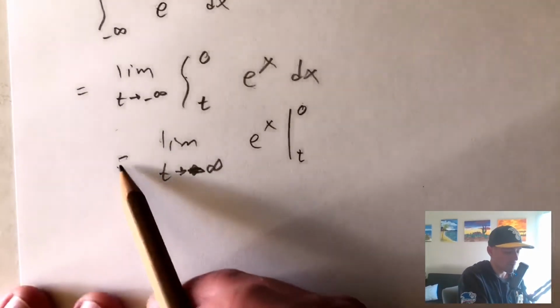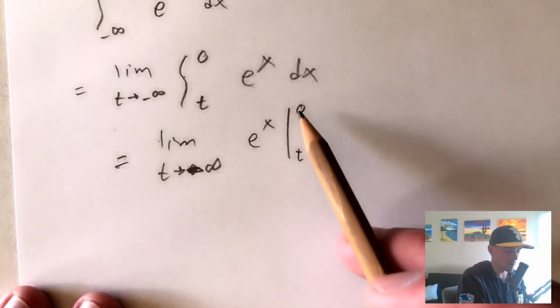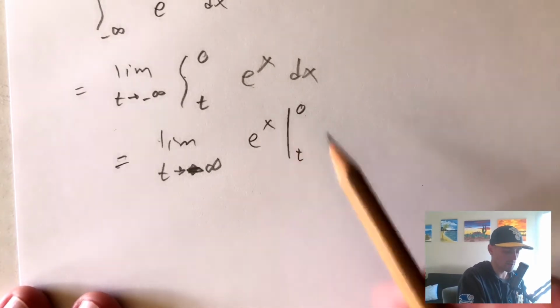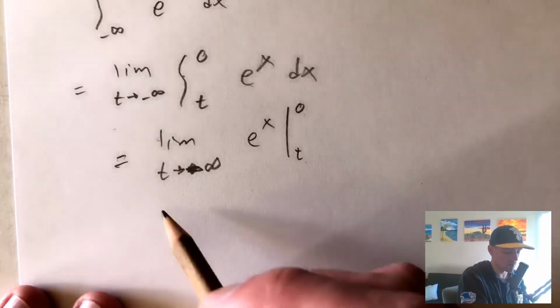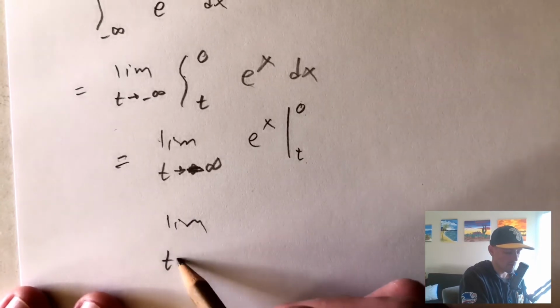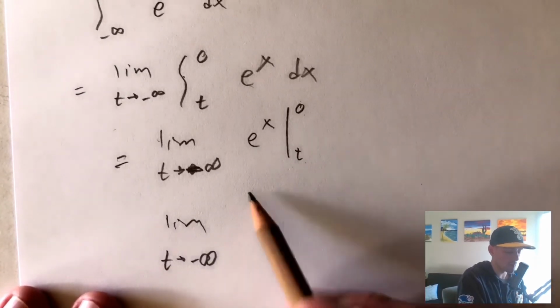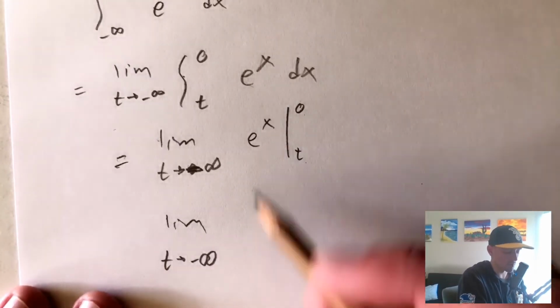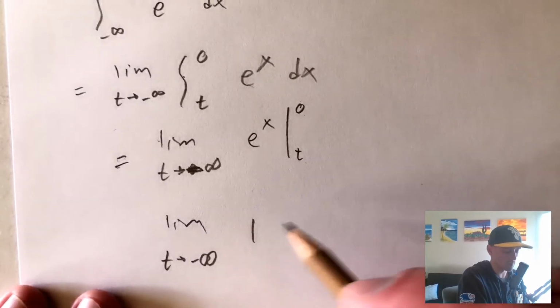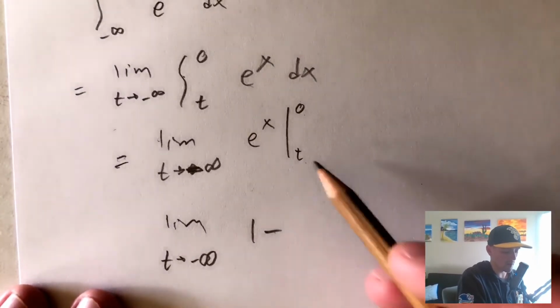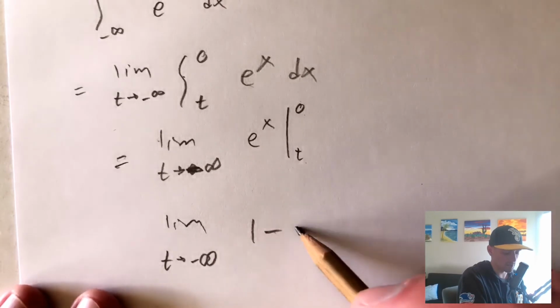After we do that, to evaluate at these bounds, we're just going to plug in 0 for x and then plug in t for x. So doing that is going to give us the limit as t goes to negative infinity. Plugging in 0 for x is just going to be e to the 0, which is just 1. And then we're going to subtract, plugging in t for x is just going to be e to the t.